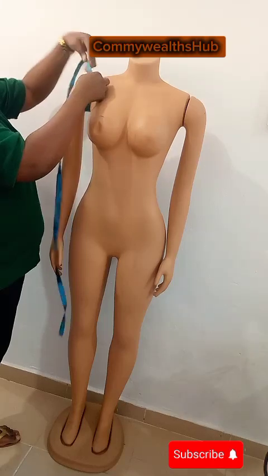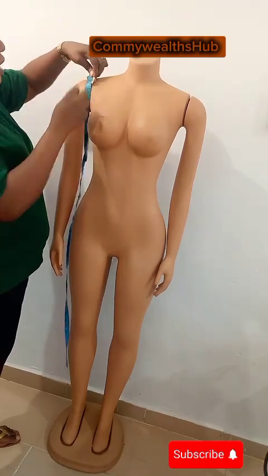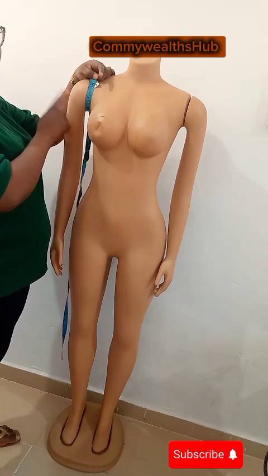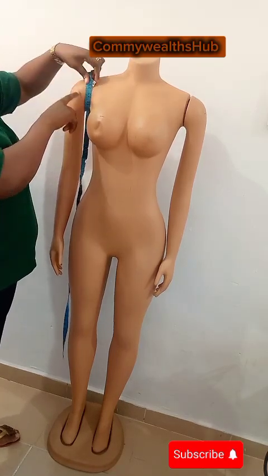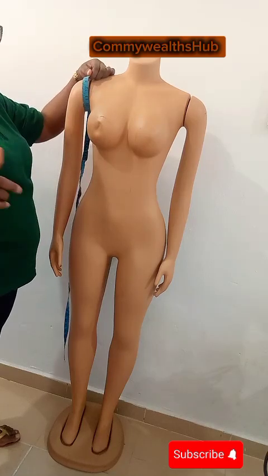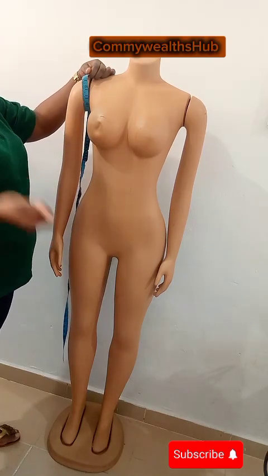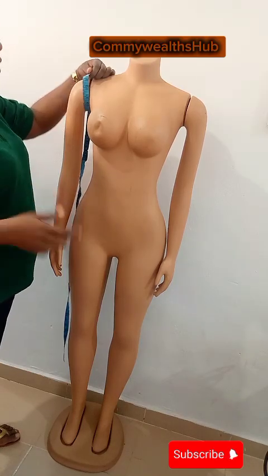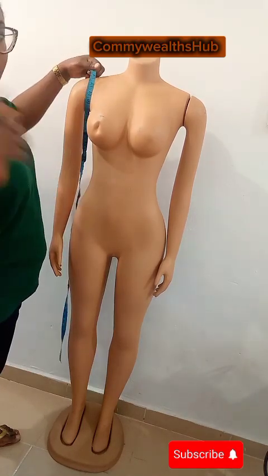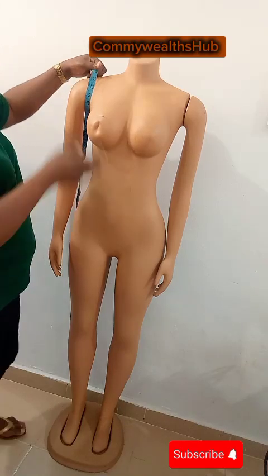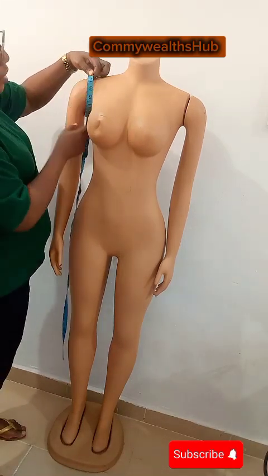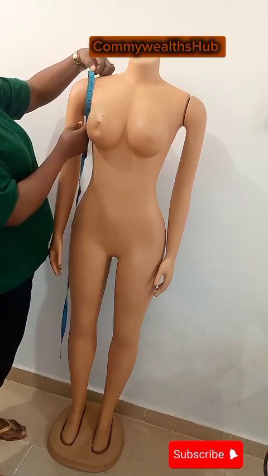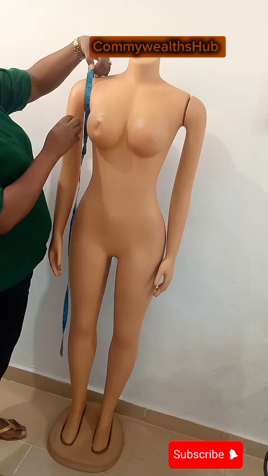Now, when you are going round, don't make it fitted like this, or else the person will not be able to move. Although there are some outfits that you can make fitted like this and it will still be okay, maybe outfits made with tissue net, because they are very stretchy. But to be on the safer side, for a beginner, please and please, when you take your measuring tape and measure the armhole circumference, ensure you have a free space like this.